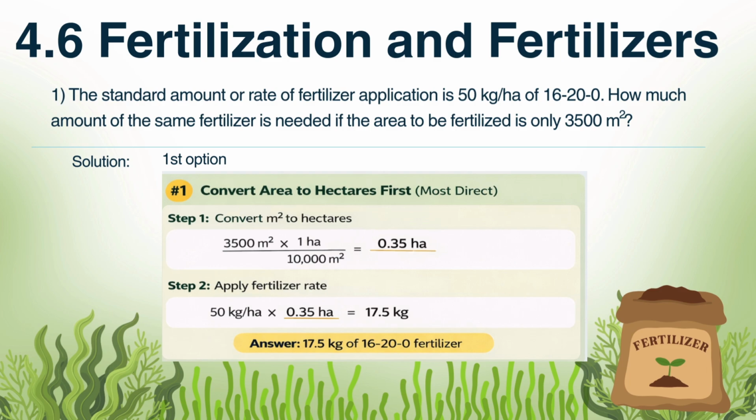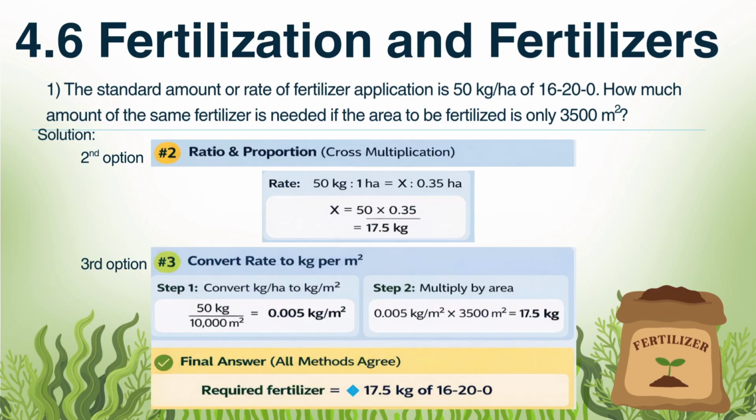Then the next step is to apply the fertilizer rate. So we multiply the rate, which is 50 kilograms per hectare, by the actual area in hectares. So that is 50 times 0.35. The result is 17.5 kilograms. Therefore, the required fertilizer is 17.5 kilograms of ammonium phosphate.